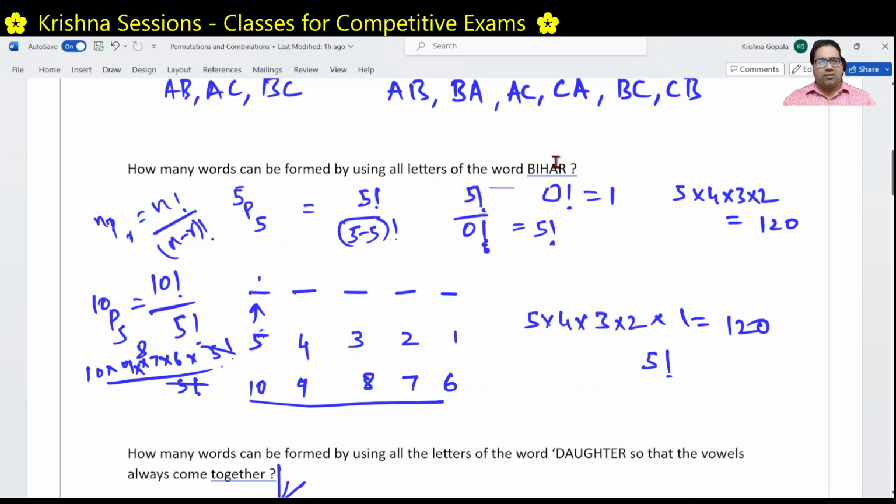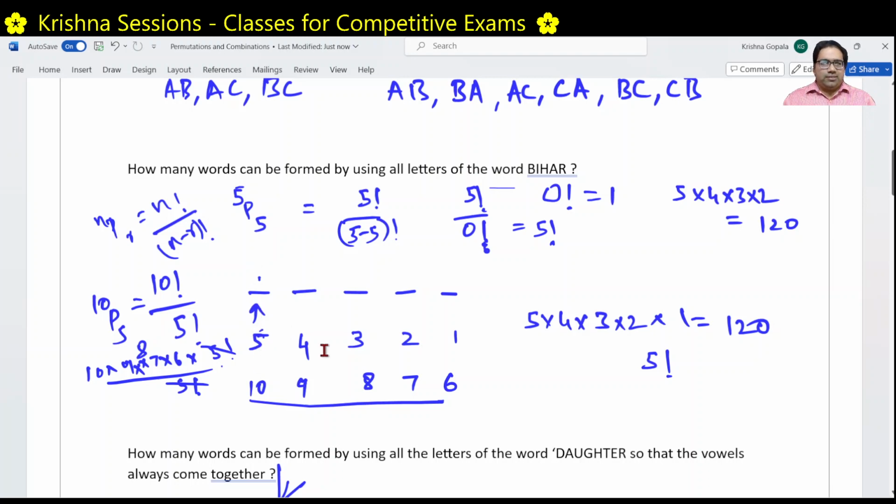You have 5 letters and you have to pick 5 letters. You have to form permutations of these 5 letters. If not just Bihar, if you have any 5 different letters, how many permutations will be formed? It is 5P5 only. To understand it some other way, we have 5 slots: 1, 2, 3, 4, 5. The first slot we have to fill with some letter. We can use any of the 5 letters, right? We have 5 options. First slot we can fill with 5 options.